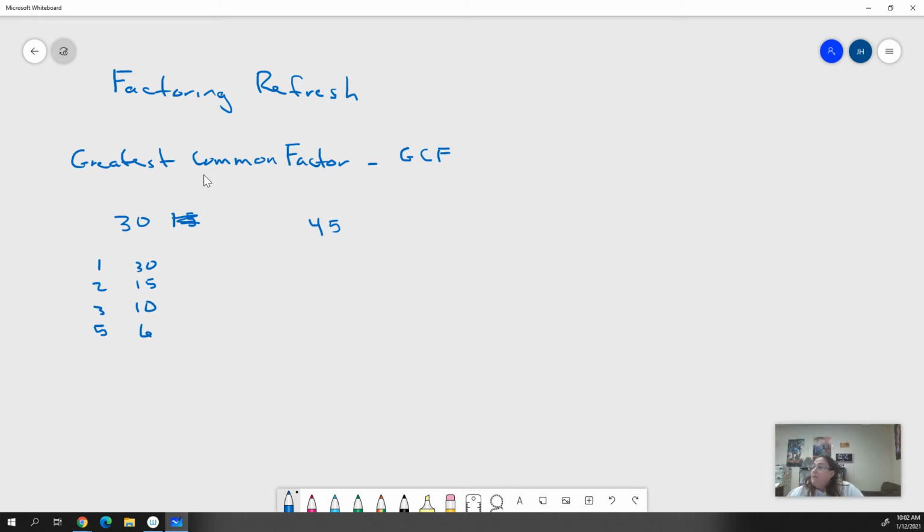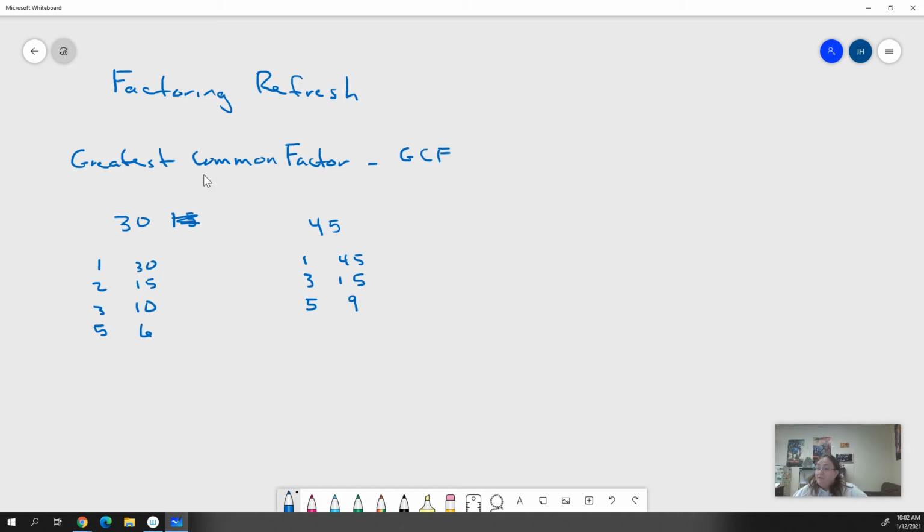Now, if I look at this one, I've got 1 times 45. 2 doesn't go in. Does 3 go in? Yeah, 3 times 15. 4 doesn't go in. 5 does, though: 5 times 9. 6, 7, 8, 9, so we're back at it. So these are all of my factors of 45, and these are all of my factors of 30.